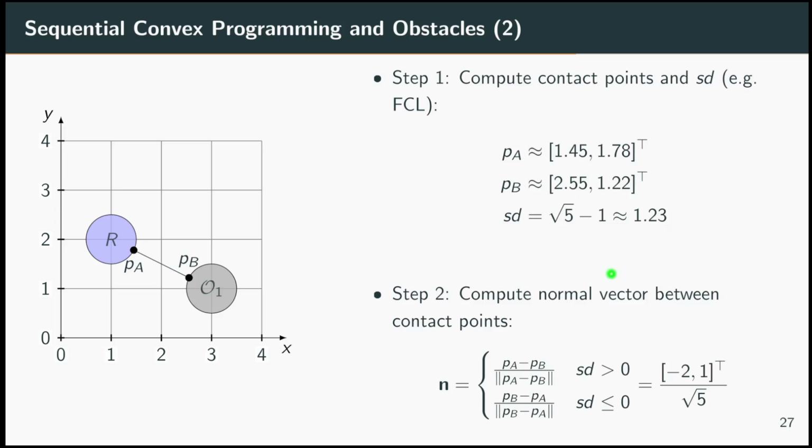So once we have that, we can just compute our normal vector. And so we just go by this definition, right? So it's like PA minus PB over this norm. And we get an expression like that. It's just a vector.